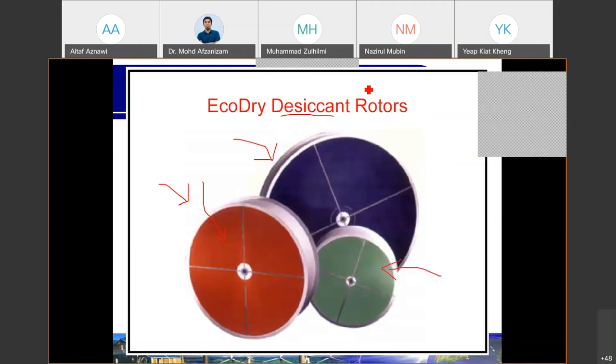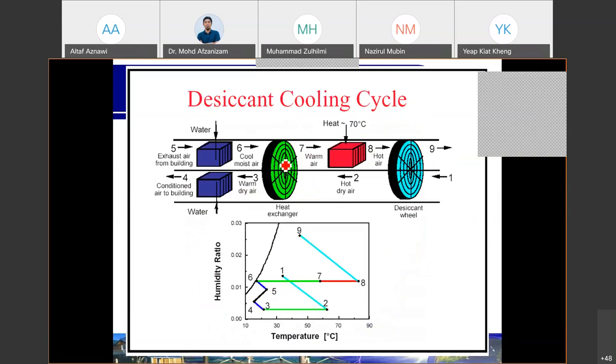Okay. So basically, let's say we assume this one is the desiccant. Okay, sorry. So this one is the heat exchanger. So okay, we go for this one. This one, right? So what is the function of the desiccant? Let's start from here.